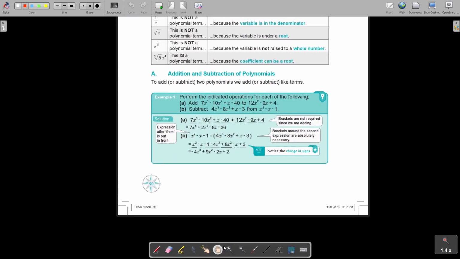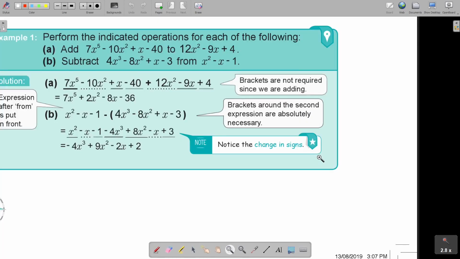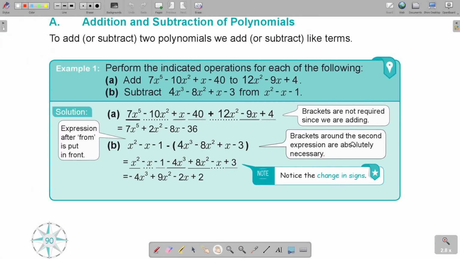It's on page 90. Do you see it in the textbook? Grade 10, 11 AS-Level Part 1 Mathematics textbook. Now if you look at this, example 1. This one is starting to be a bit more challenging, but I'm just going to look at A.